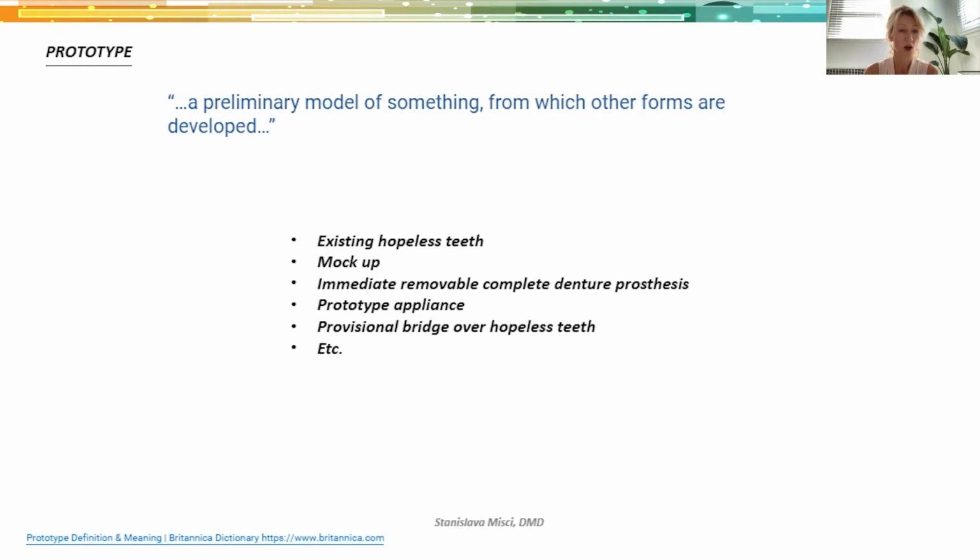We can have a mock-up, either composite, wax, or any other material we would like to implement. We can have removable immediate complete dentures as a prototype. We can have a special appliance fabricated. We can have a provisional bridge over teeth that are to be lost as a prototype. It's basically something that would help us envision the future restoration and help us get there.